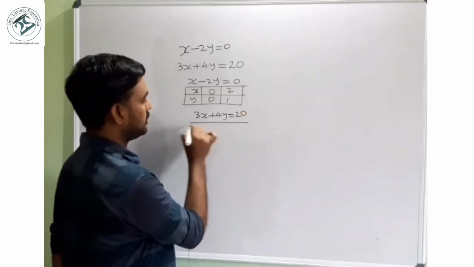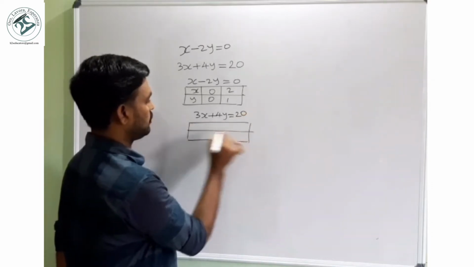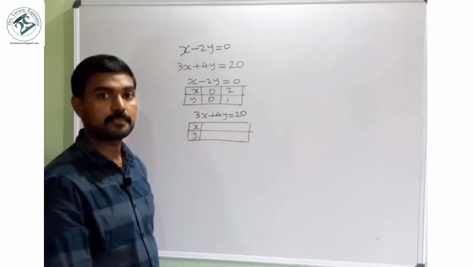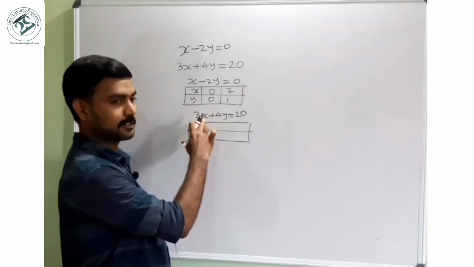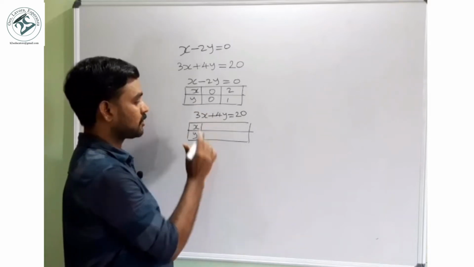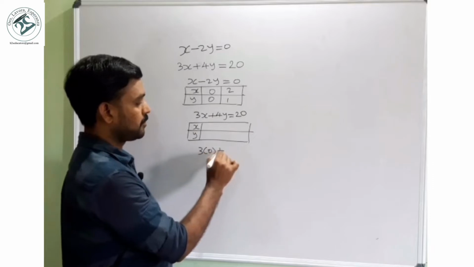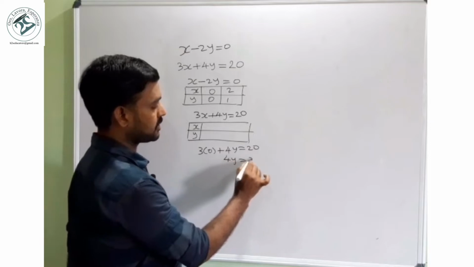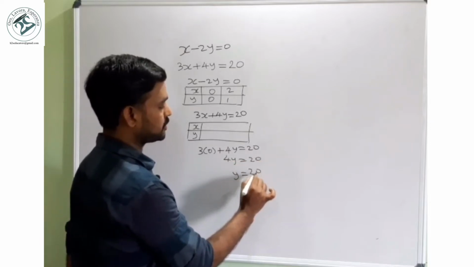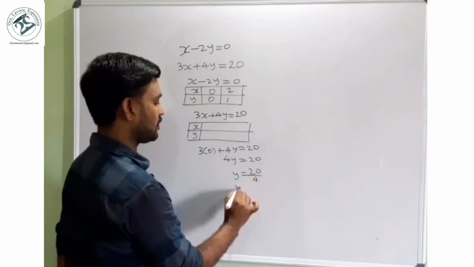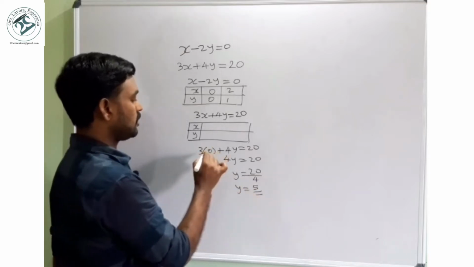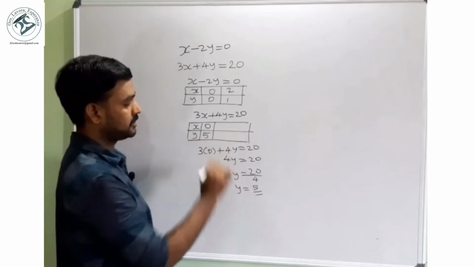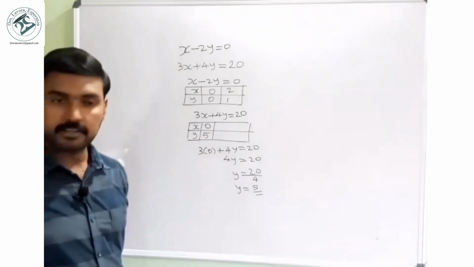Now second equation, 3x plus 4y is equal to 20. We can draw the table. First row for x values, second for y values. In the previous session, we inserted x is equal to 0. The same way, x is equal to 0 means this equation 3 into 0 plus 4y is equal to 20. This will be 0, so 4y is equal to 20. So y is equal to 20 by 4. So y is equal to 5. So in this x place we give 0, and we get y value 5.